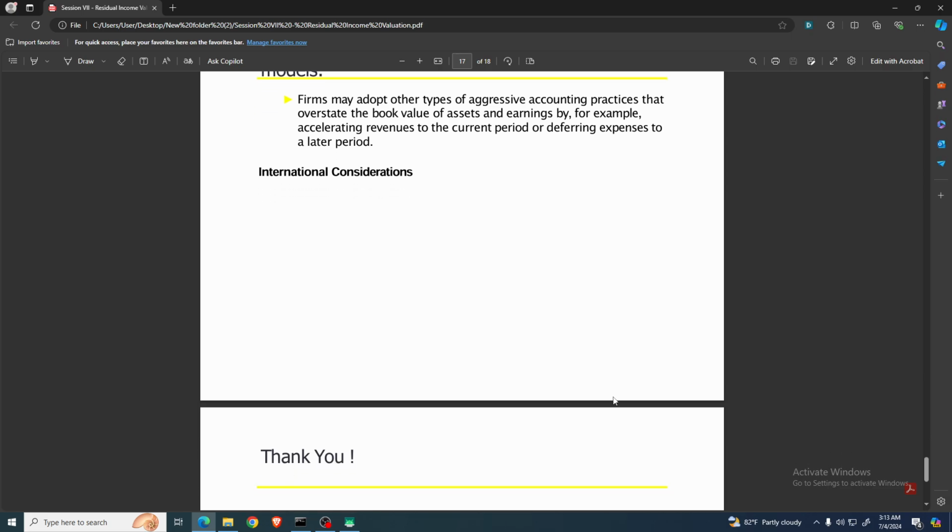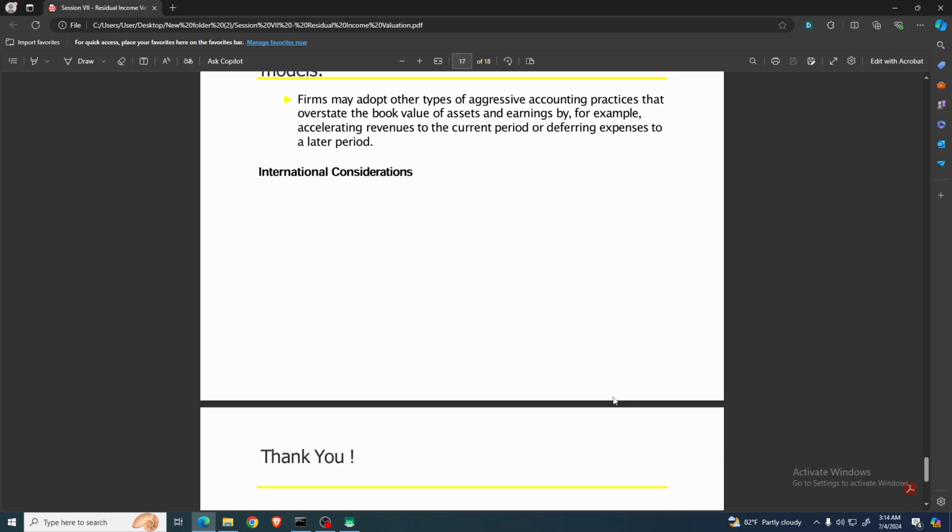What essentially means here is different countries have varying accounting standards. So this could essentially affect the comparability of the financial statements. And if you are going for a residual income valuation for companies located internationally, then you have to consider the application of their financial policies and financial standards as well.